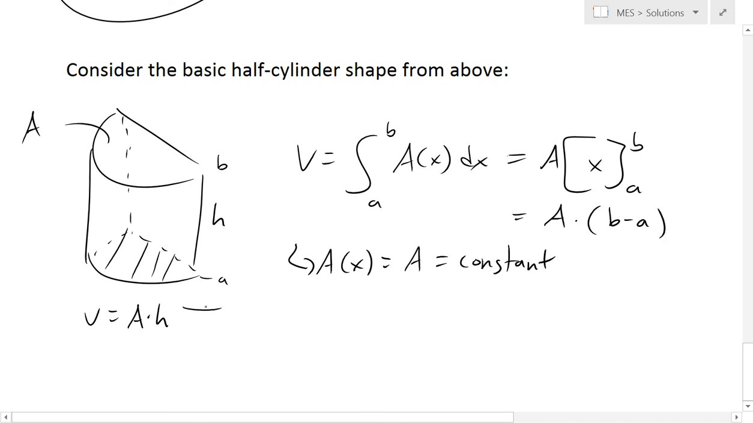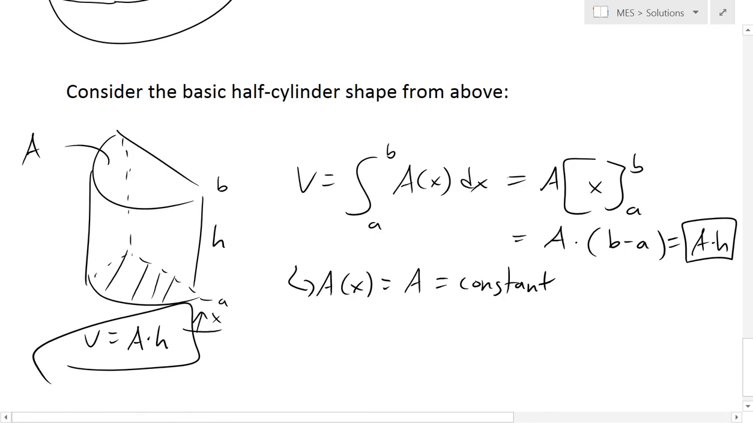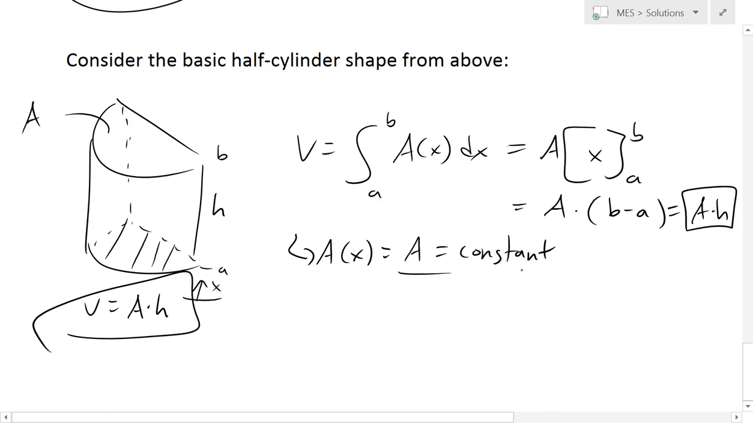And if the axis is something like this, where x is going up, b minus a is just going to be the difference between the two, which is just the height. So it just equals A times h. And that is the exact same thing we have here, just to show you that it works for basic shapes. If you have a constant area, the A(x) function just becomes constant.